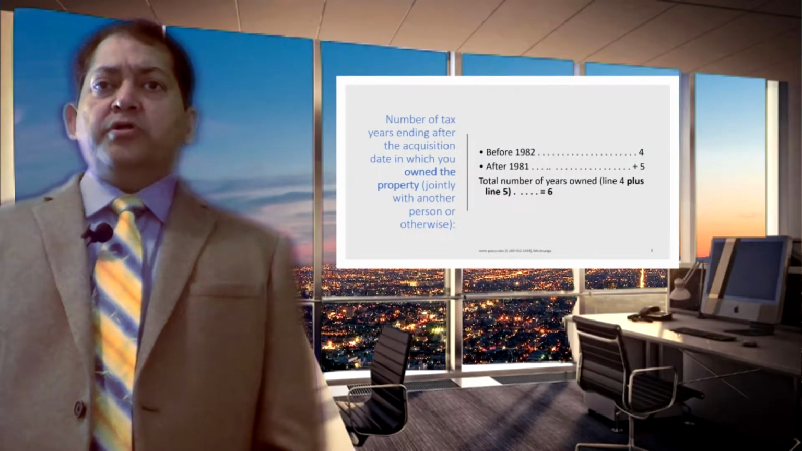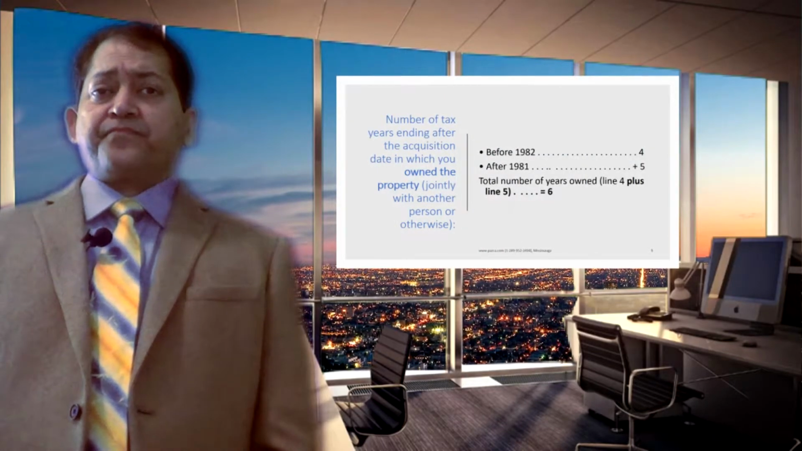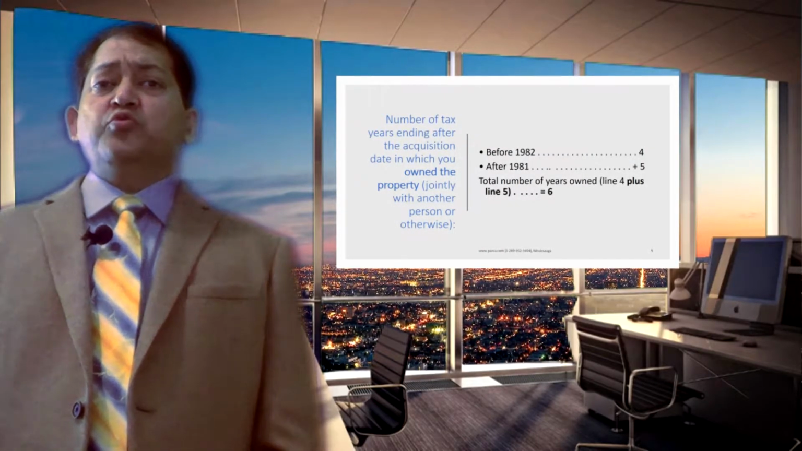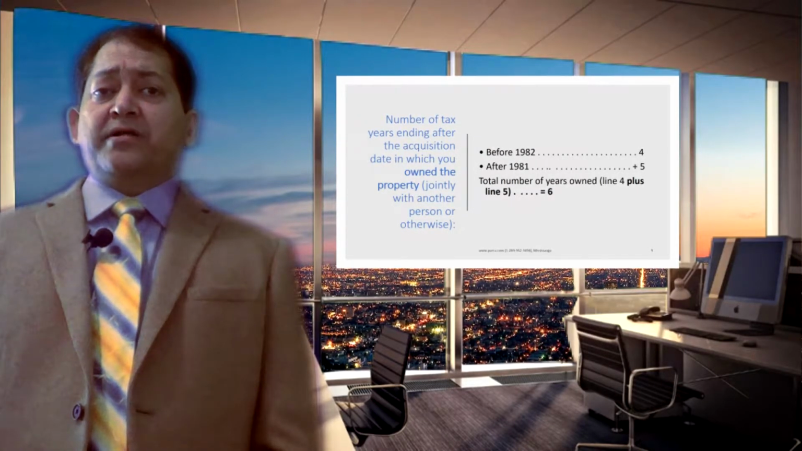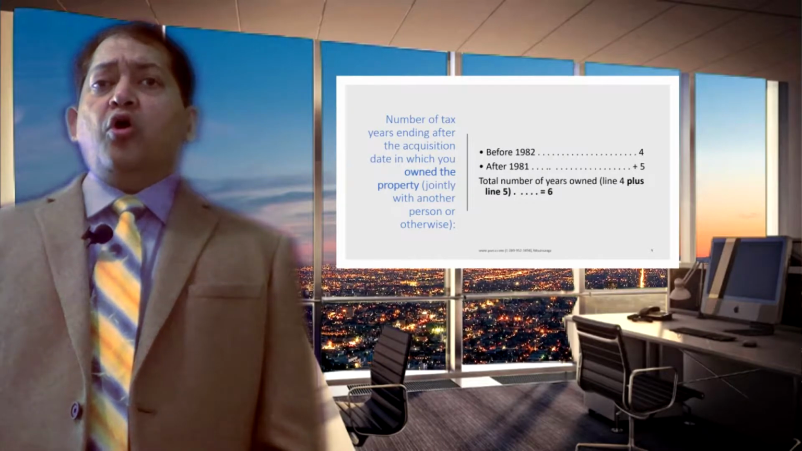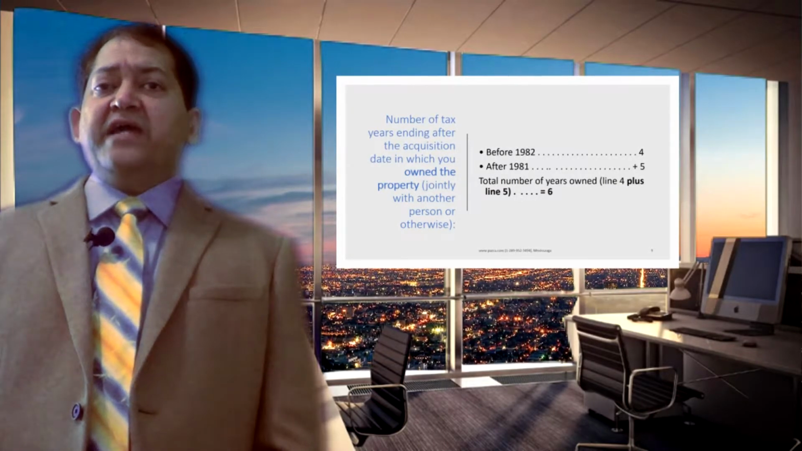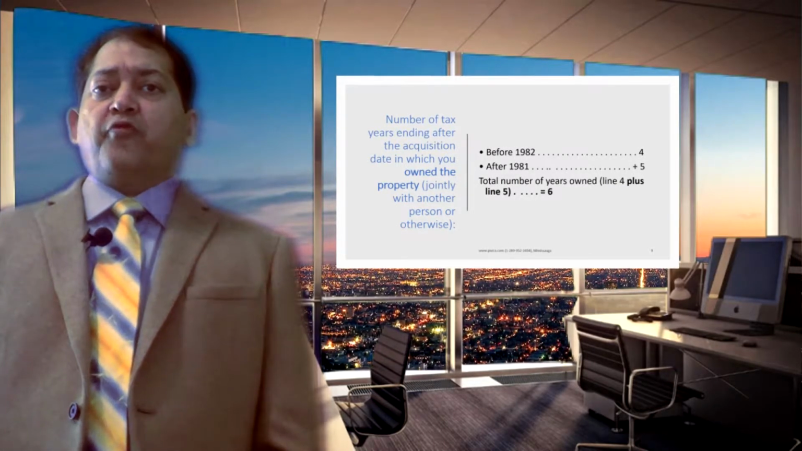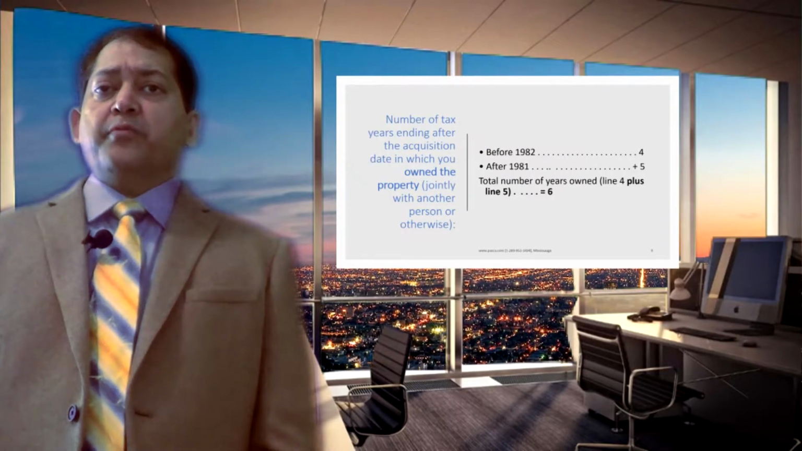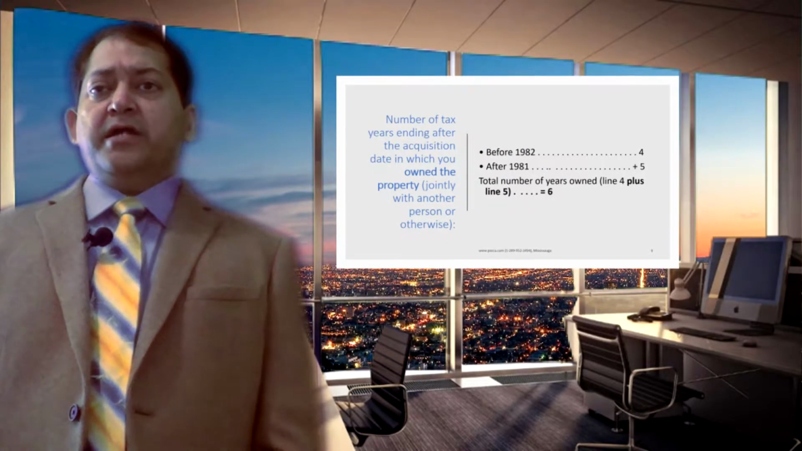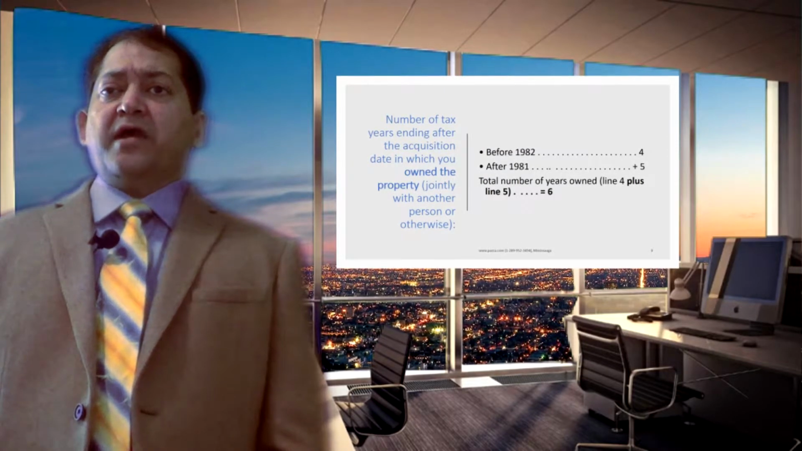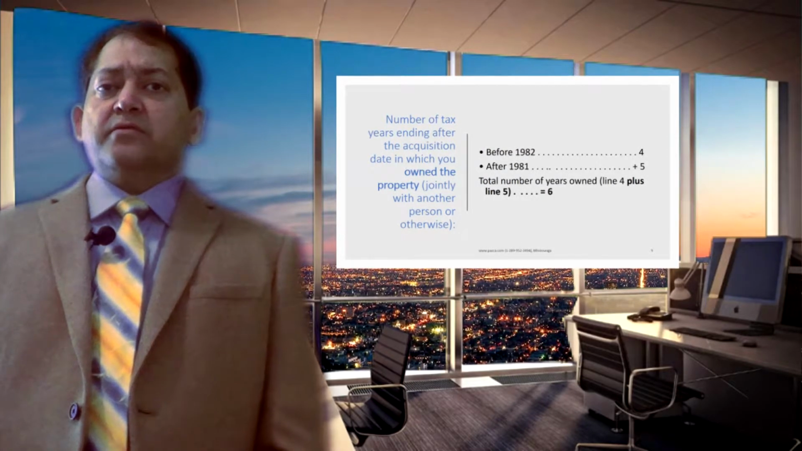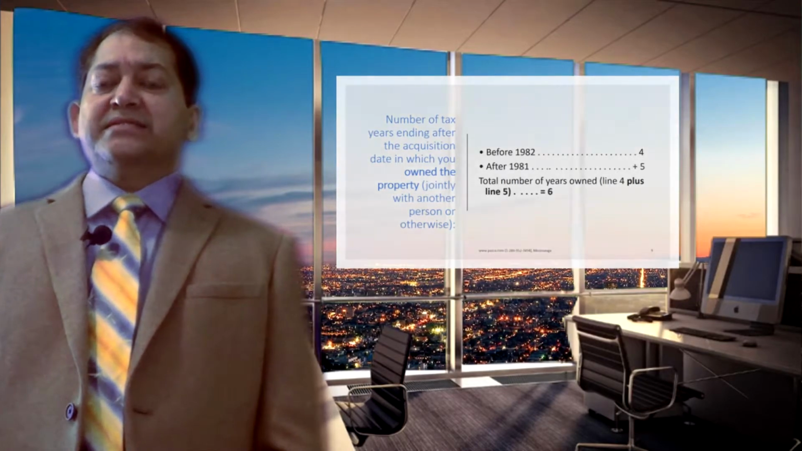On line 4, you have to highlight the number of years when you owned this property before 1982, either jointly with another person or individually. And on line 5, you have to provide the number of years when you owned this property after 1981. Again, you have to add up the two lines, that is figures given in line 4 and 5, and the total to be reported on line 6 of the form.